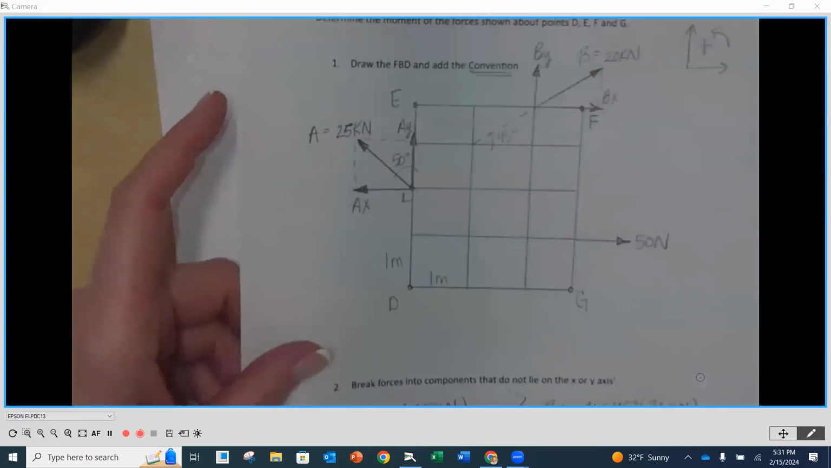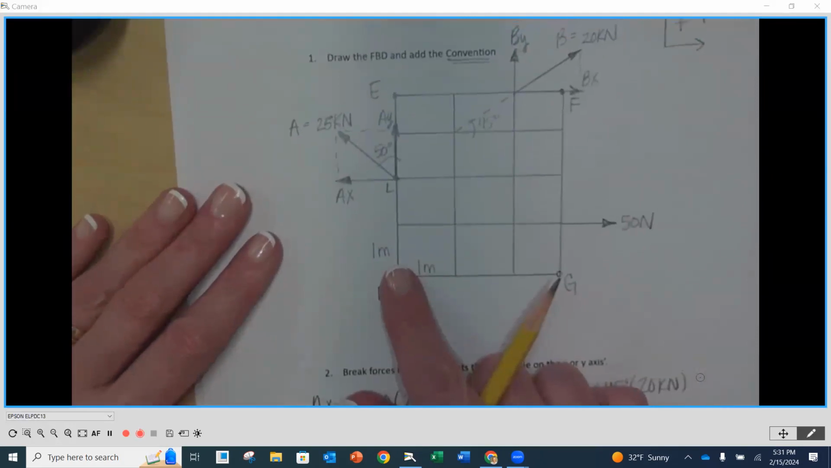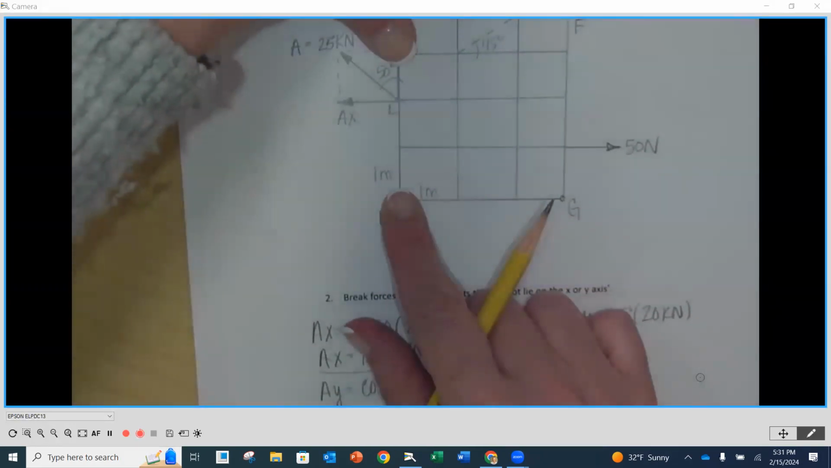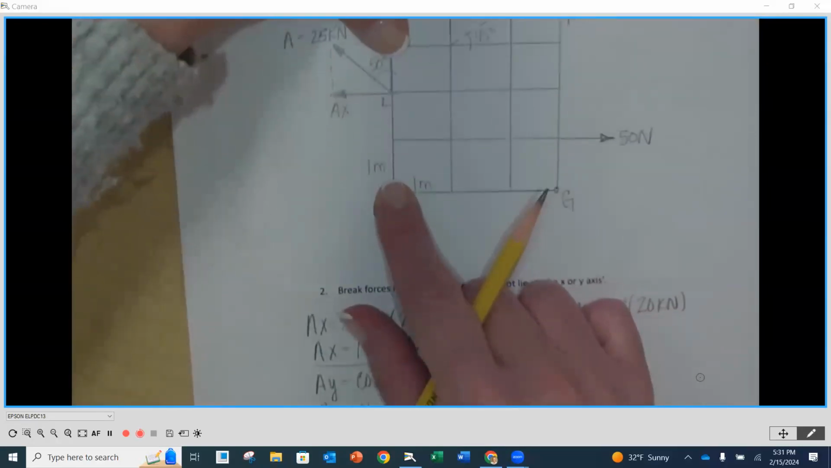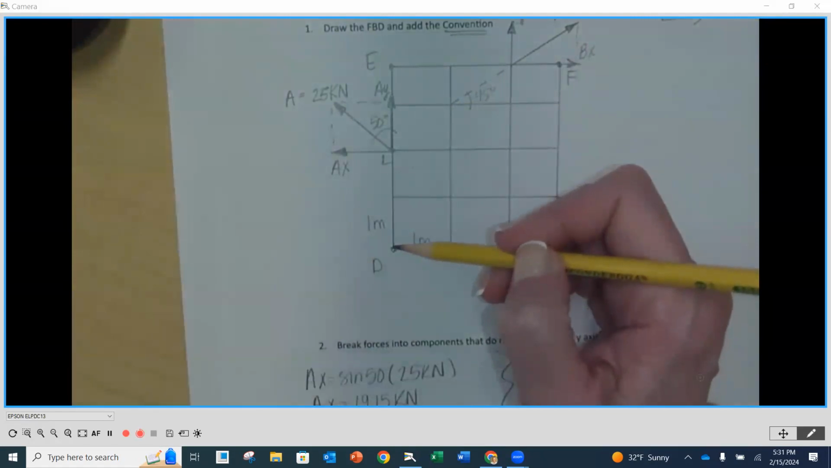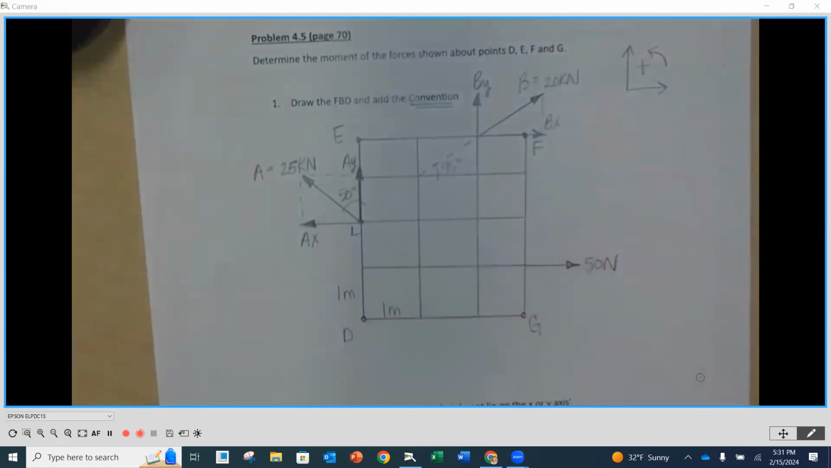Let's go back, put our finger back on D, go back to A here, and we're going to pull in the direction of AY. You'll notice that it's not causing a rotation because if we pull it back along its line of action, it goes right through the point. So there's not going to be a moment generated, so we don't include it. You don't need to say AY times 0. Just go over it. We don't include it at all.